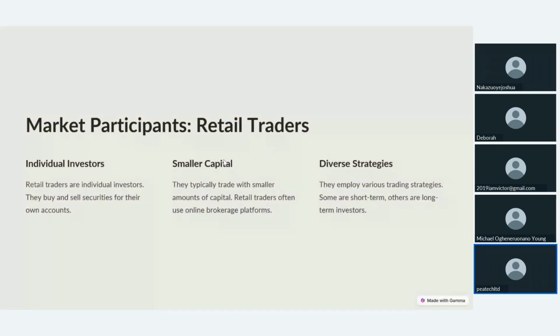So when we talk about individual investors, what we mean is, please mute your mic if you are not talking. Individual investors, we are referring to all retail traders who are individuals, right? So they buy and sell currencies or securities for their own accounts. So you as a person, you can create a forex or a Bybit account, a Binance account, or any BitGet, any other trading platform, and you can literally deposit your own money inside and start trading. That makes you an individual investor.